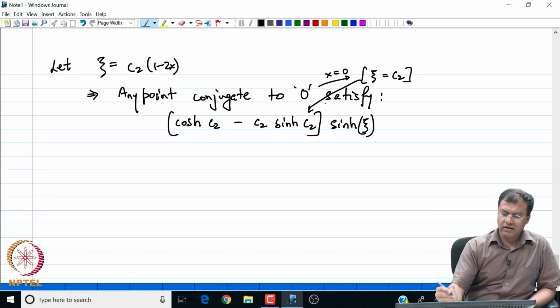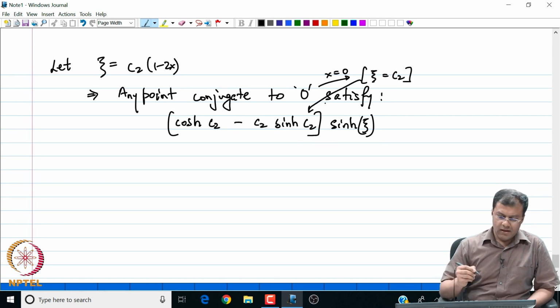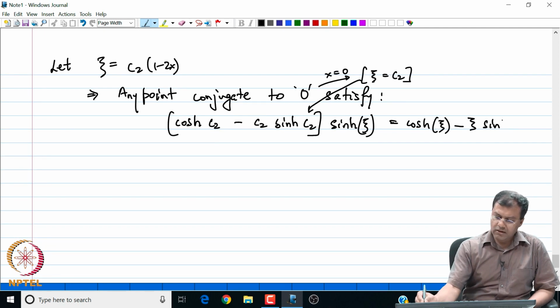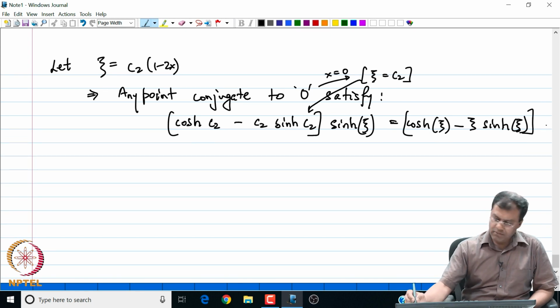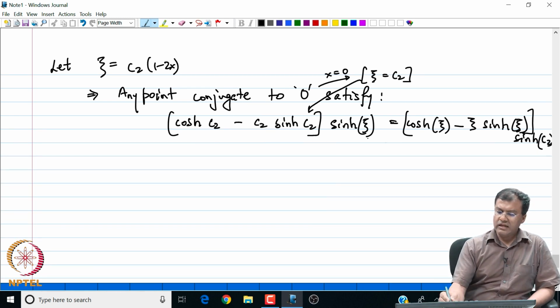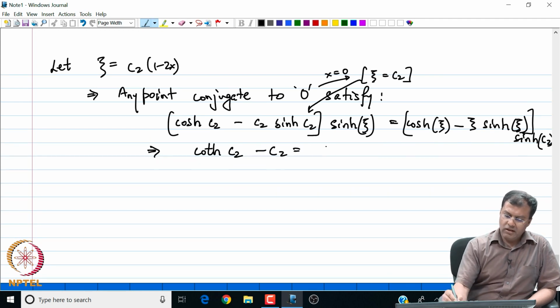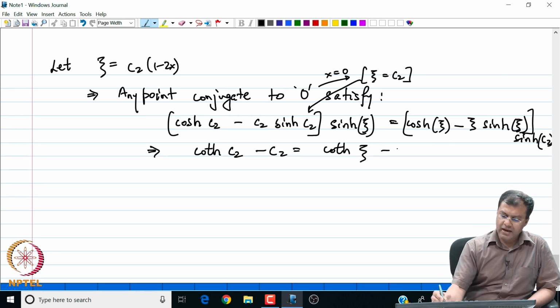So, that is why I get this one of the points. Okay, so then the condition is this is equal to cosh xi minus xi times sinh xi, right? This is times sinh C2. So, we can cross divide by sinh xi and sinh C2. I see that the relation reduces to the following: coth of C2 minus C2 is coth of, well, not C2, but xi minus xi.